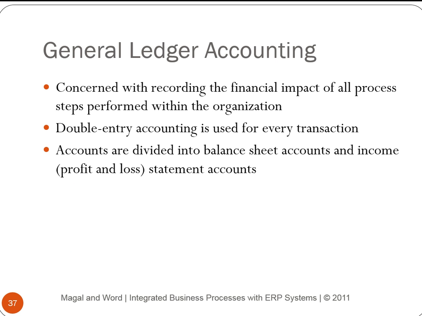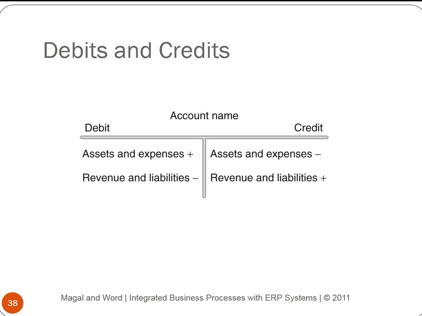General ledger accounting is concerned with recording the financial impact of all process steps performed within the organization. It could be double entry. Accounts are divided into balance sheets and income statements. Debits and credits.